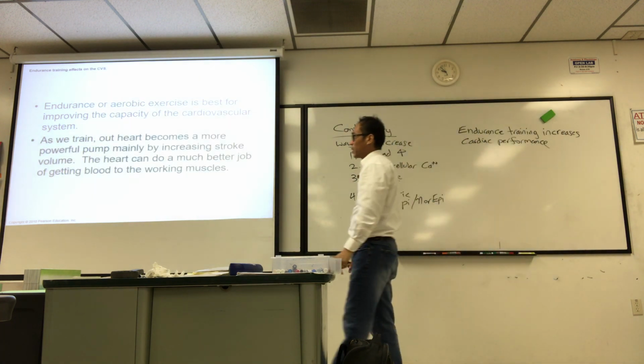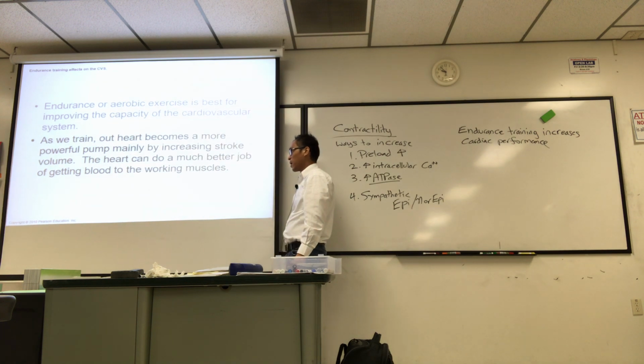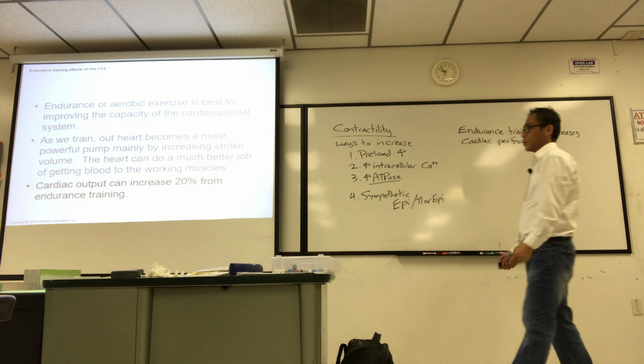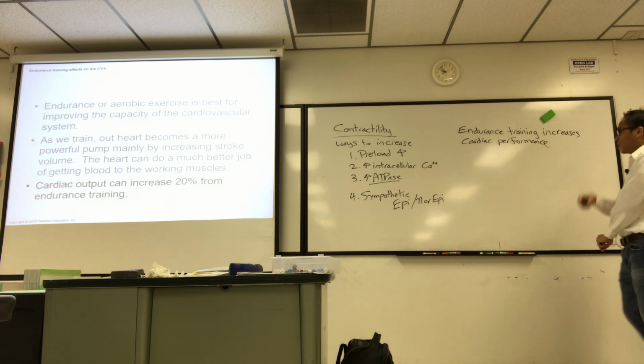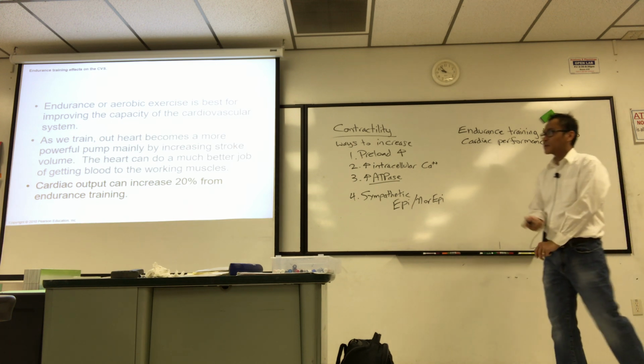As we train, the heart becomes a more powerful pump. You increase the stroke volume. So the heart can do a much better job getting blood to the working muscles. And by training, you can increase cardiac output by about 20%. So if you pick up a good routine for cardiac exercise, after a few weeks, a few months, you'll definitely see this increase.